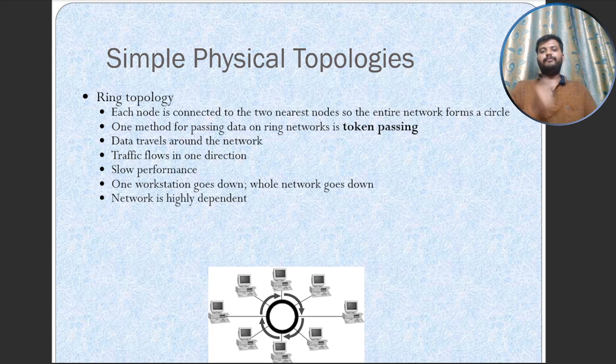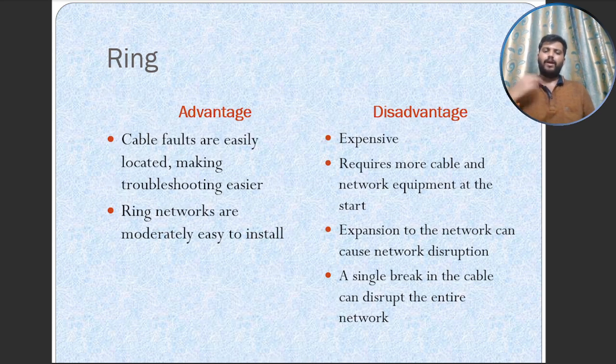Now, traffic flows in one direction. In this particular scenario, we consider that traffic flows in a single direction. Bidirectional flow in ring topology is also possible, but in this video we will consider unidirectional flow. If one station goes down, the entire system will go down. That is one of the major disadvantages of the ring topology. Now, we will see the advantages and also the disadvantages.